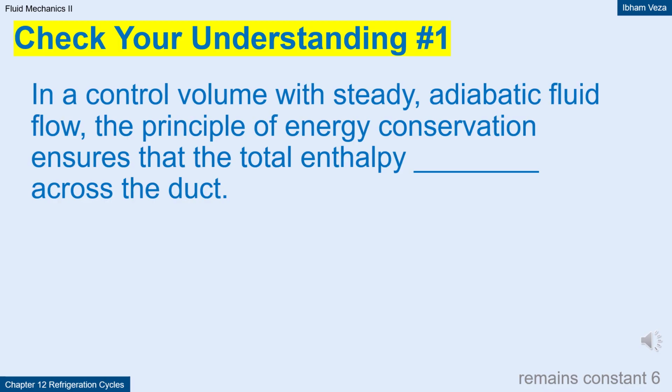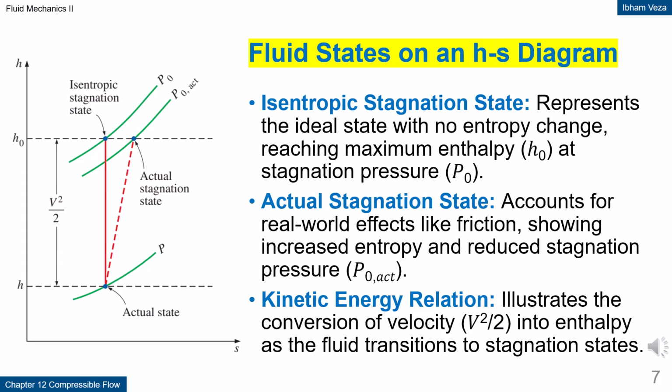Check your understanding. Number 1. In a control volume with steady, adiabatic fluid flow, the principle of energy conservation ensures that the total enthalpy remains constant across the duct.